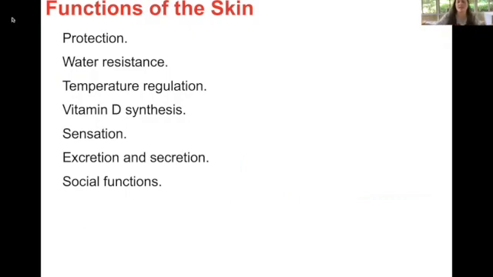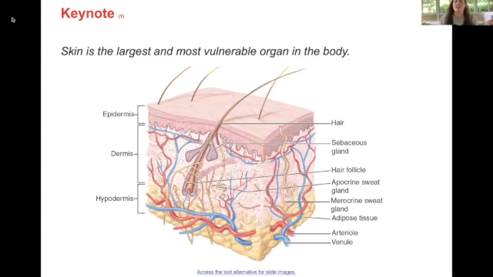Knowing the functions of the skin is probably a good idea. This is a breakdown of the skin. The epidermis is the very top. Dermis is the thicker part underneath. Hypodermis is below everything. That's where you've got your fat and stuff like that. So yeah.